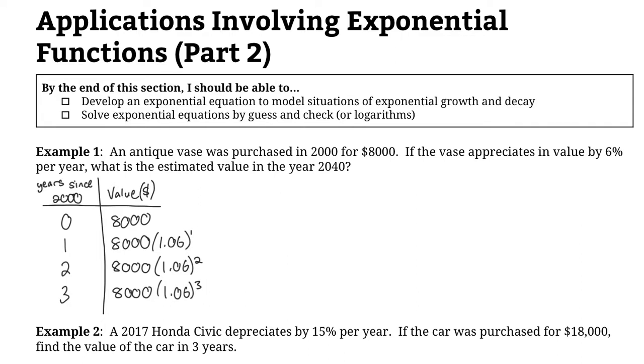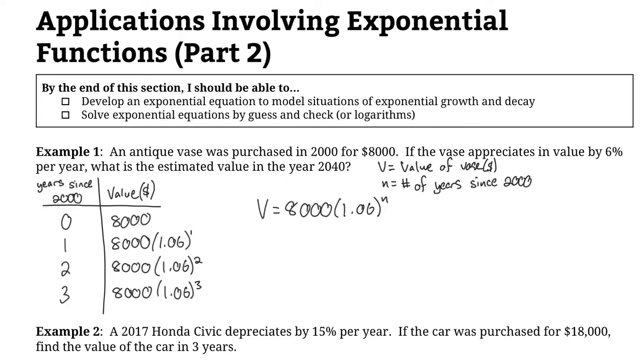So let's start with writing our equation. If we let v represent the value, our equation will be 8,000 multiplied by 1.06 to the power of, and we can use n as our exponent. And don't forget that we need to introduce our variable. So v represents the value of the vase, and n is going to represent the number of years, but since the year 2000.